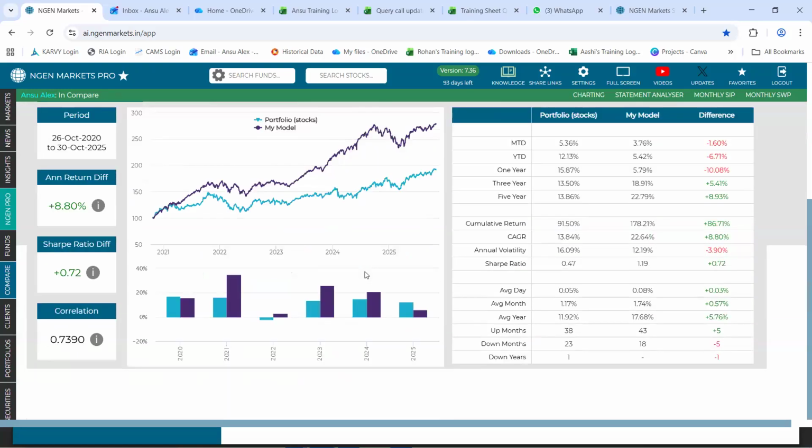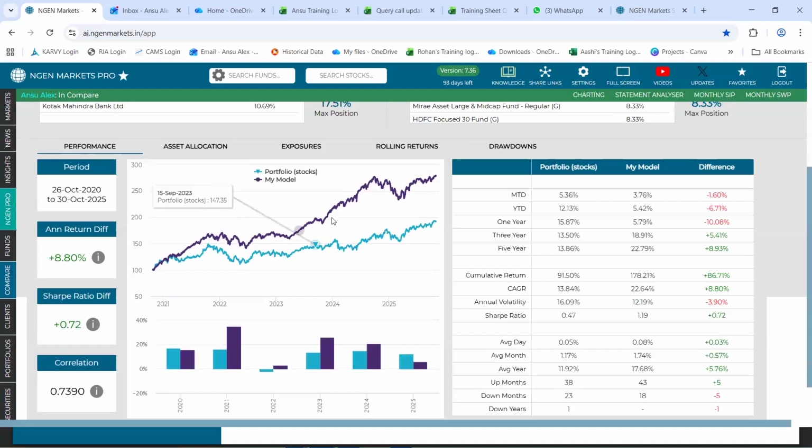So firstly, you can view the performance differential. Graphically again, we could see that this purple line chart, the model portfolio, is in fact performing better than this blue line chart, which is the complete stocks portfolio. In addition to that, the yearly chart as well suggests that the MF portfolio is performing better than the stocks portfolio on a year-on-year basis. Following that, one striking parameter that you can come across is this annual volatility.